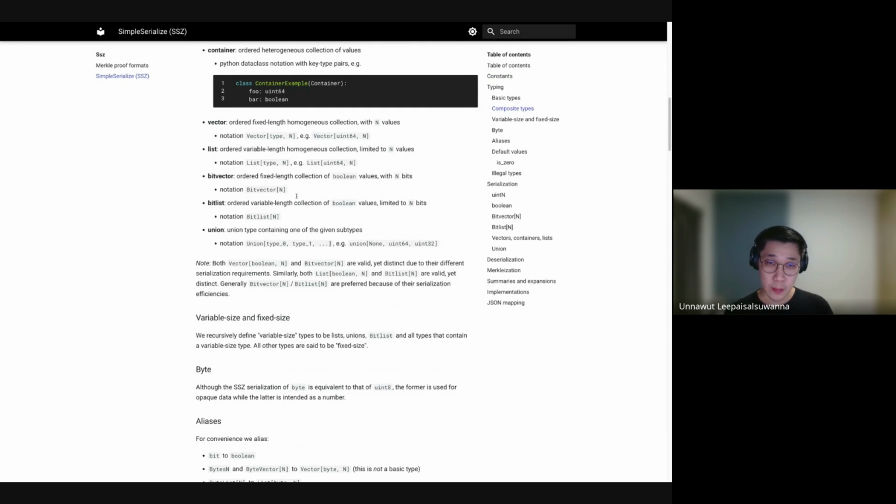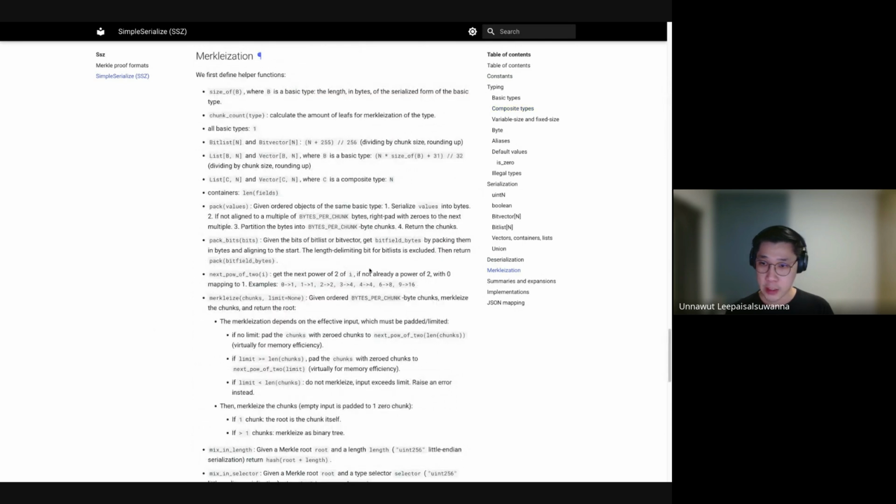Another interesting thing about this is that SSZ is made so that it's easy to Merkleize the entire structure, as compared to RLP. RLP is not designed to be Merkleized, so it's only useful for serialization and then basically signing the serialized message. That's what RLP is good at. But for SSZ, what's more important is that it's also able to Merkleize.